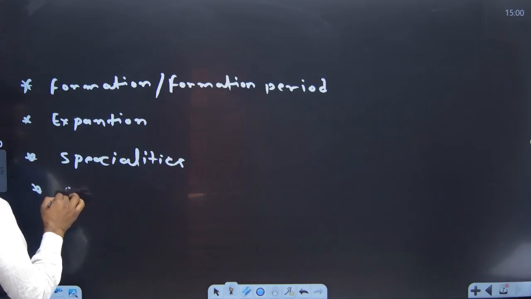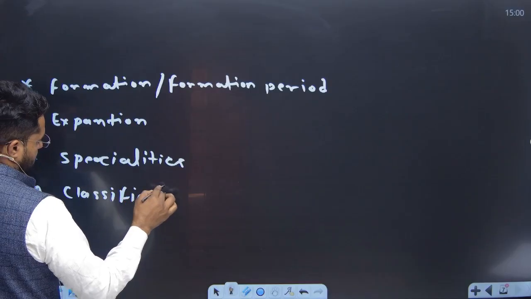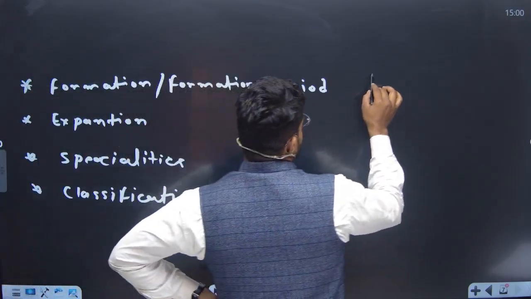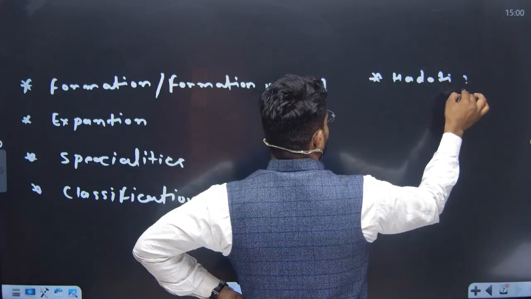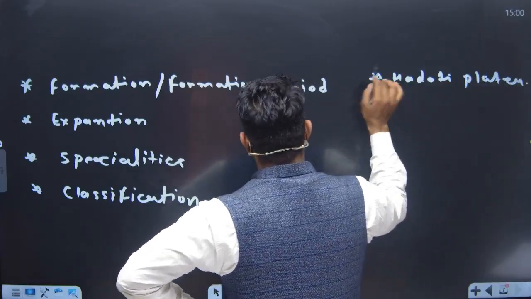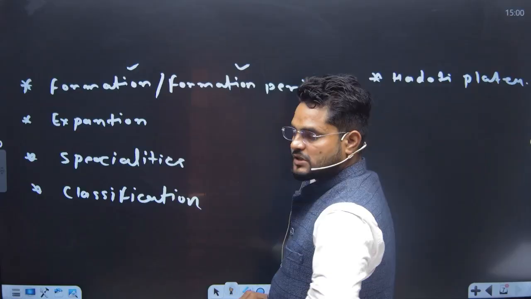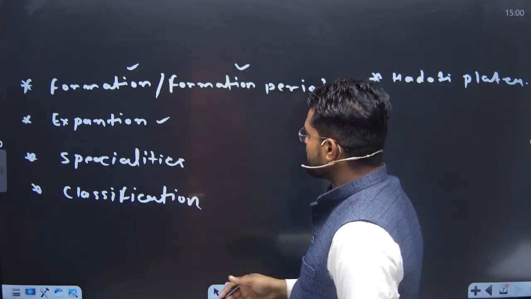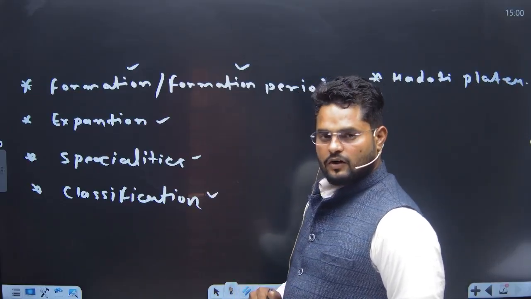And fourth, classification. For example, first we discuss about the Hadoti plateau. Then in Hadoti plateau, first point: formation of Hadoti and formation period of Hadoti plateau. Second, expansion of Hadoti plateau. Third, specialties of Hadoti plateau. Fourth, classification of Hadoti plateau.